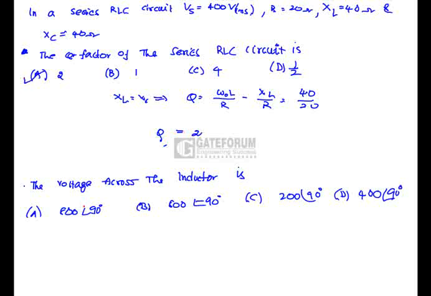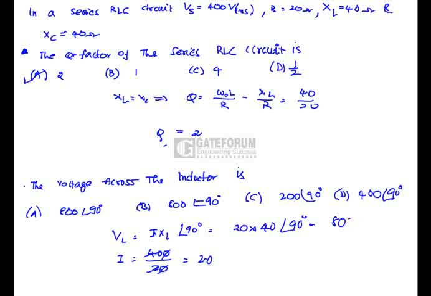Coming to the second part B, the voltage across the inductor. VL is nothing but I XL at 90 degrees. Here XL is 40. I is nothing but 400 volts VRMS divided by 20, that is 20, so it is 20 into 40 at 90 degrees, which is 800 at 90 degrees. That is, option A is correct.